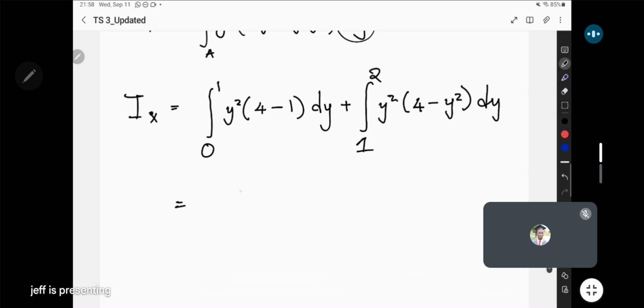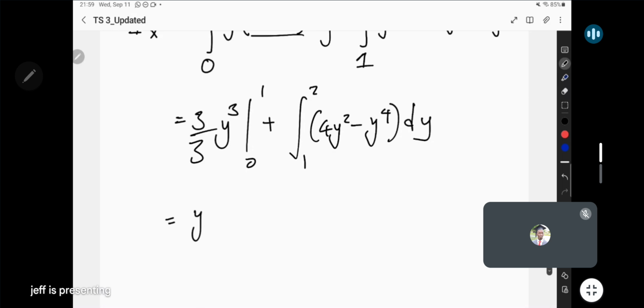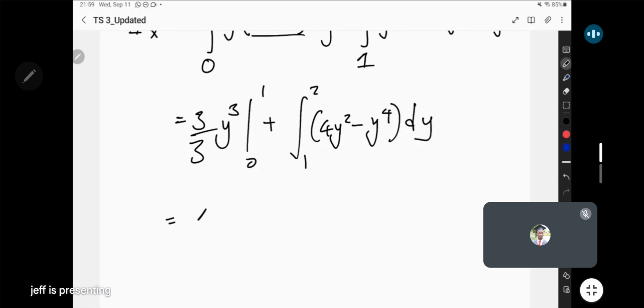Now we can integrate, distribute. Of course, this is just going to be 3 there, and 3 can come out. When we integrate here, y to the power 2 becomes y to the power 3, and 3 will divide with this one here, so that you have this here, from 0 to 1. Plus, do the same thing here. First distribute: 4y to the power 2 minus y to the power 4, dy from 1 to 2. So that this is y to the power 3. Of course, when we put 0 where there's y, it will just be 0. But when we put 1, this will reduce to just 1.